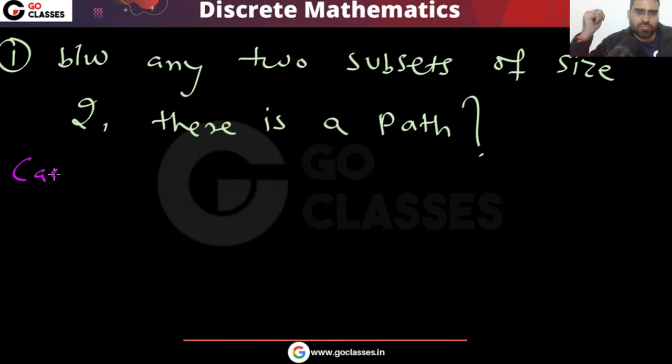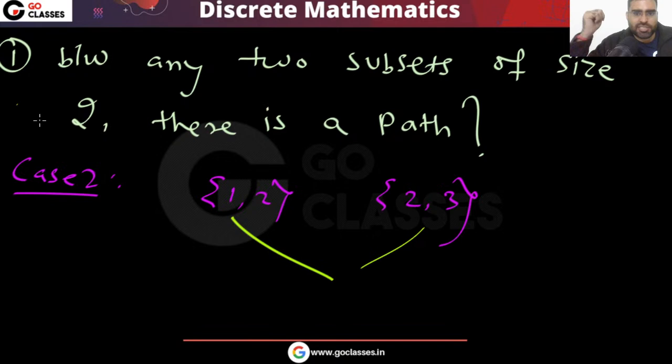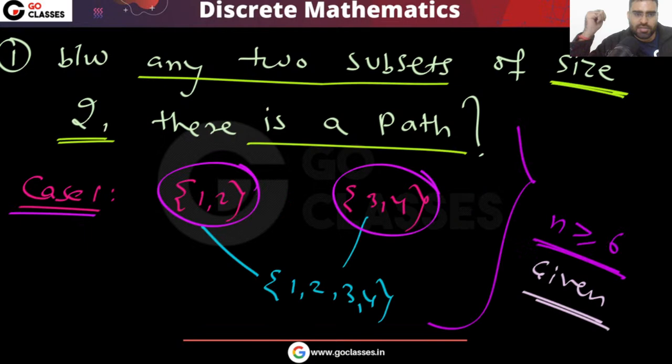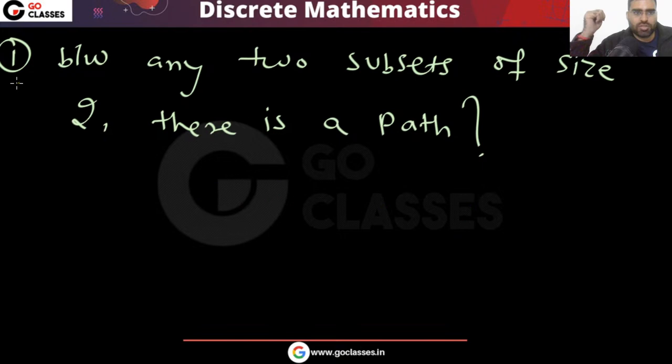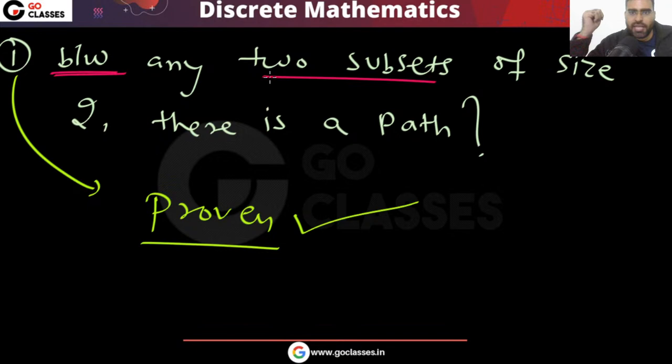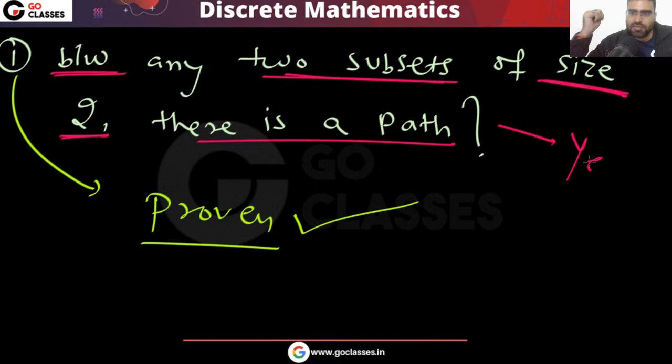Case 2: when they have one element common, like {1, 2} and {2, 3}, then also it is very simple. They are both adjacent to {1, 2, 3}. So case 2 is done and case 1 is done. So we have proven it, that between any two subsets of size 2, there is a path. Do you agree or not?